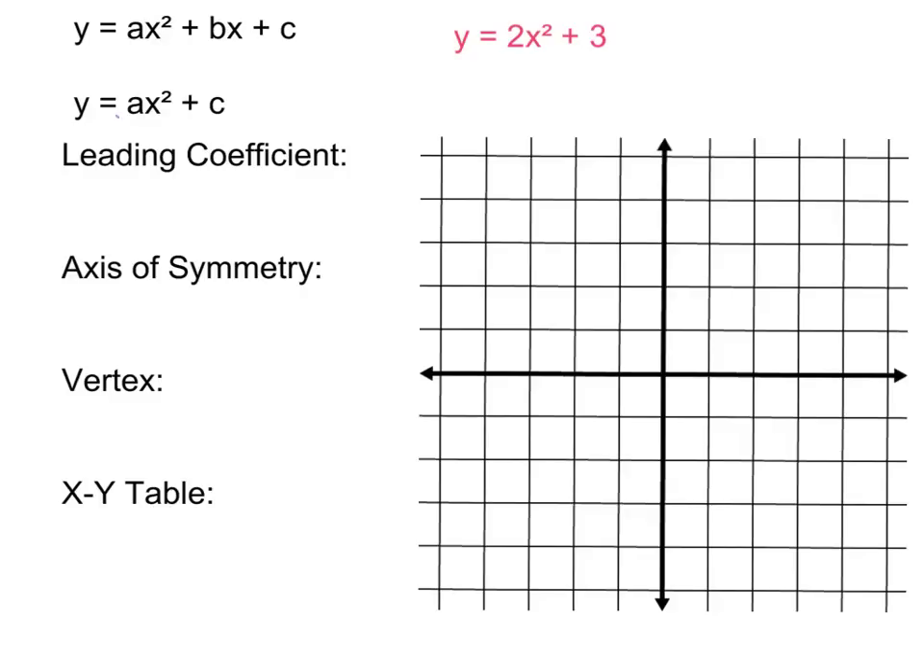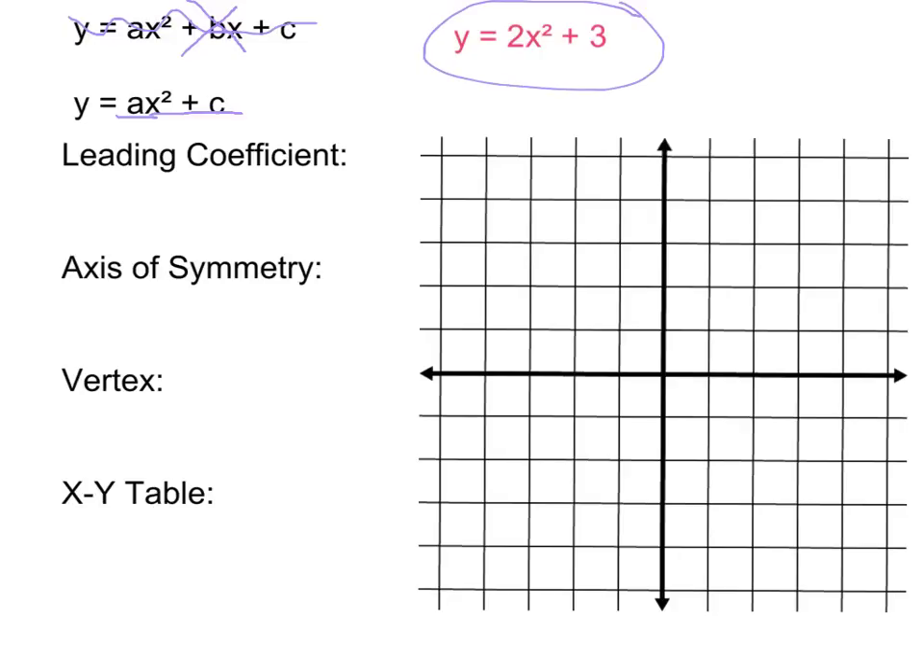So far, you learned how to graph when it's a monomial. Now we're going to learn when it is a binomial and we add a number to the end. We're not going to worry about that middle term, that bx, until the next lesson. So we're not going to worry about this full standard form. We're just going to graph this equation, y equals 2x squared plus 3.